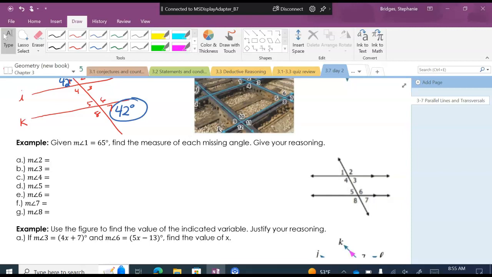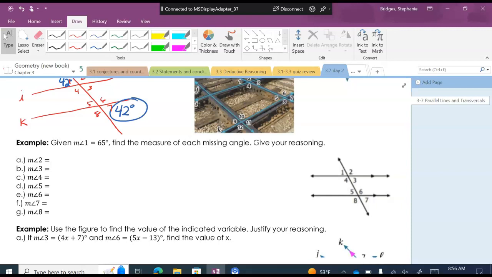All right, and then we can use our alternate interior, alternate exterior stuff. This is on the outside. So what is the alternate exterior to this? 7. So what would angle 7 be? 65, which means what other angle down here is going to be 65? 5. Aren't those alternate interior? Right?